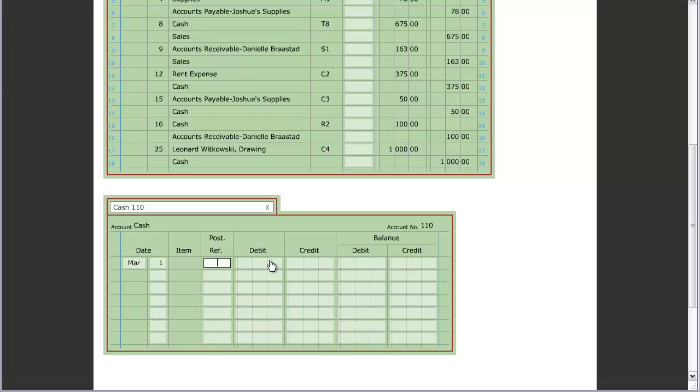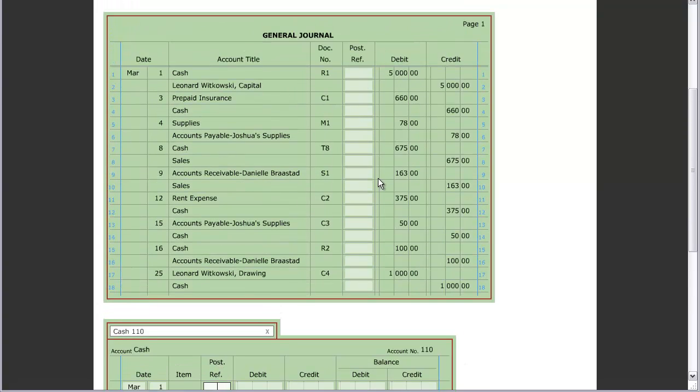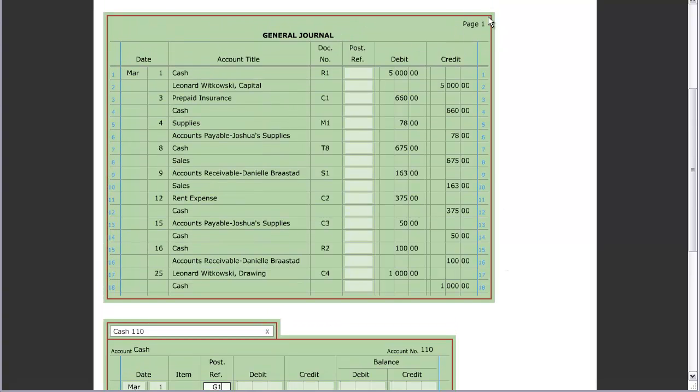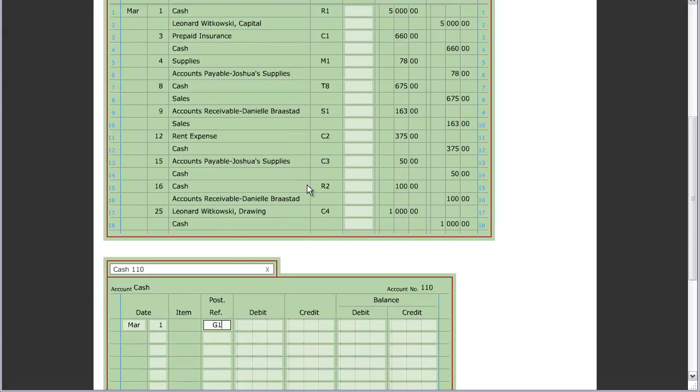Now the posting reference we have down here on the ledger, and we have it up here on the journal. I'll explain that in a second. But we need to reference the journal, and so we're going to go G1 because it's the general journal and it's page 1. So we're referencing, these are two separate documents, and so we go from one to the other, just referencing it, saying, yeah, this transaction is on the general journal on page 1. And then let's look at debit and credit. We debited cash because we received it, so I'm going to put the $5,000 there.